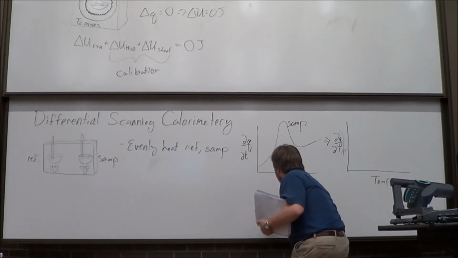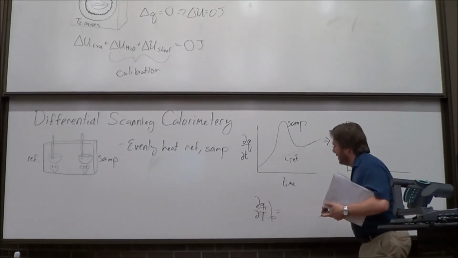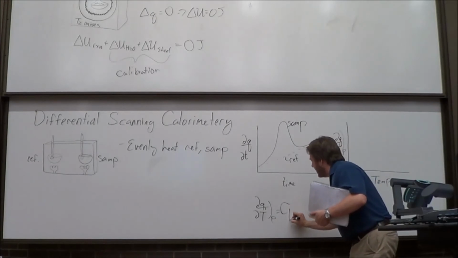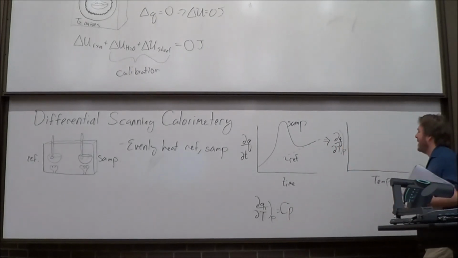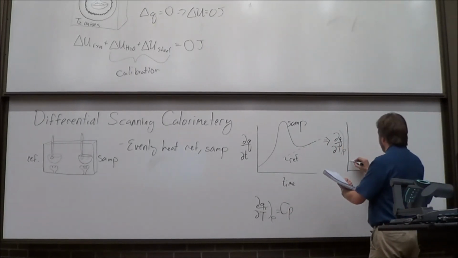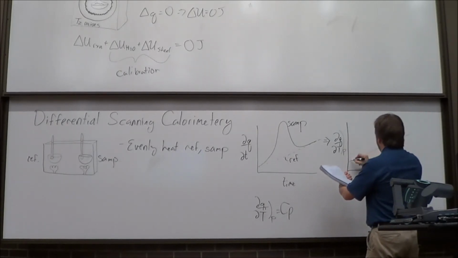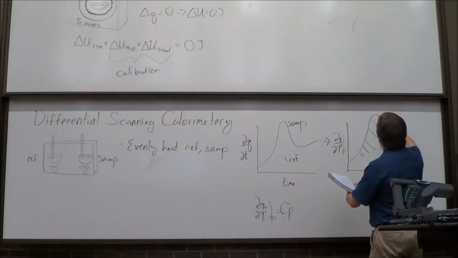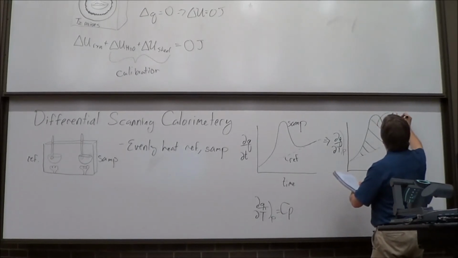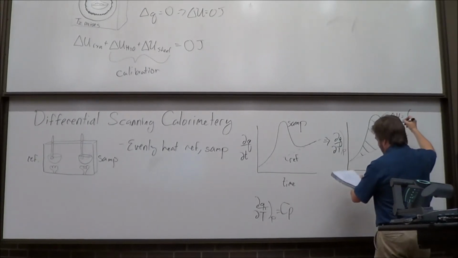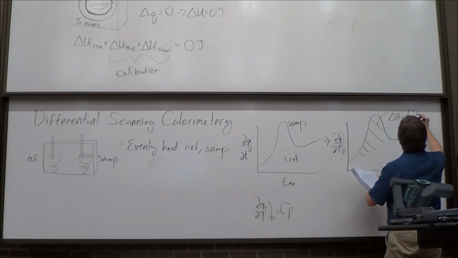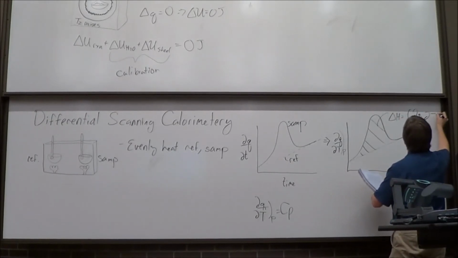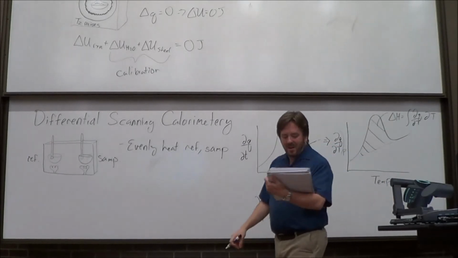dq dt at constant P is what? Cp. It's the heat capacity at constant pressure. Okay, so that's what you get out of it. And here's a reference, and here's the sample. What ends up happening is you just integrate it. And of course, delta H is just the integral of dq over the change in temperature. Okay, so now you've got the delta H.